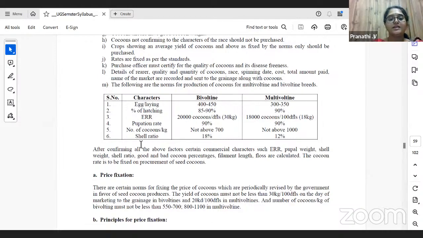So what are the characters that we are looking at? Egg laying, percentage of hatching, then ERR, and then pupation rate, then your number of cocoons per kilo, and shell ratio.